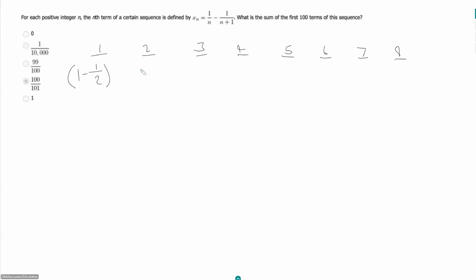And then the second term in our sequence should be 1/2 minus 1/3. And then the third term in our sequence should be 1/3 minus 1/4. So do we see the pattern here? So if I was to keep doing this, and usually what I like to do is write out the first 3 or 4 terms and then the last few terms.